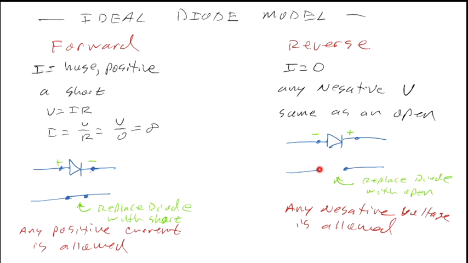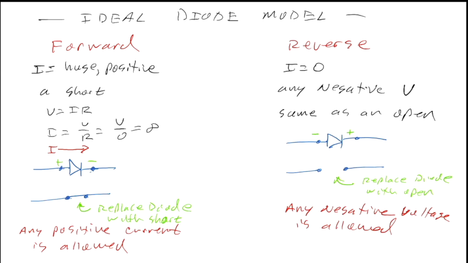But really the proper way is saying, is there any current possible to flow through there? And current flows in that direction, right? So if we look at the circuit and we say, yes, there's a positive current, then we replace it with a short. And if we look at the circuit and we say, oh, there's 0 current, there is a negative voltage, we replace it with an open.